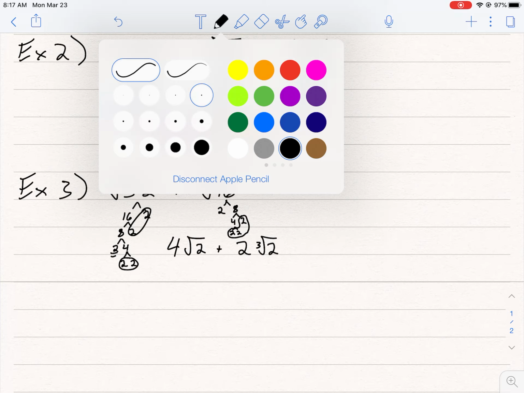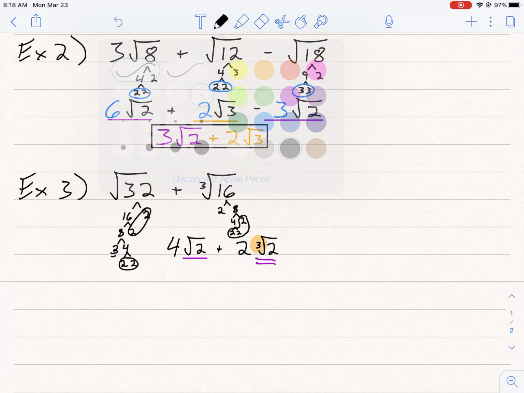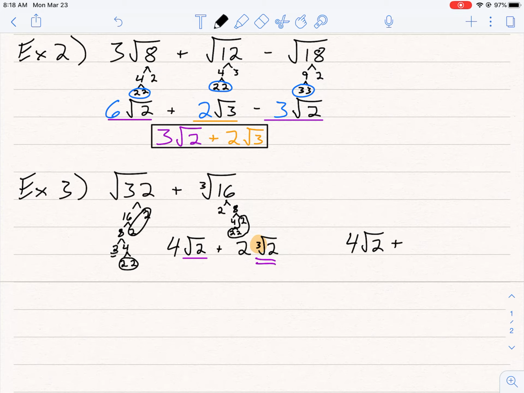Now, here is why these two can't simplify together. This is a square root of 2, and this one is a cube root of 2, so those are not the same radical, right? It has to have the same index and the same insides. They have the same insides, but their indexes are different, right? This one is a cube root rather than it being a square root. So actually, my answer is this. It's 4 square root of 2 plus 2 cube root of 2. That would be my answer for this problem.